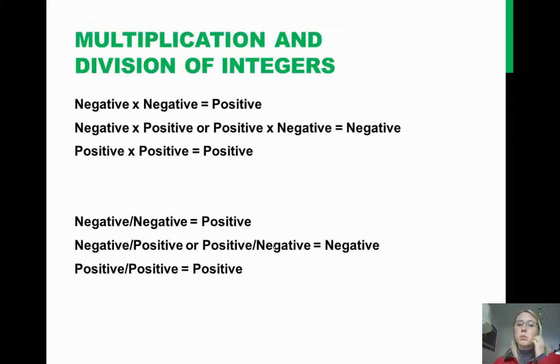When we are doing multiplication and division of integers, we're going to have to remember the following rules. Negative times a negative is a positive, and lots of times I even write it like negative times negative equals a positive. A negative times a positive, or a positive times a negative is always a negative. And then a positive times a positive is a positive.